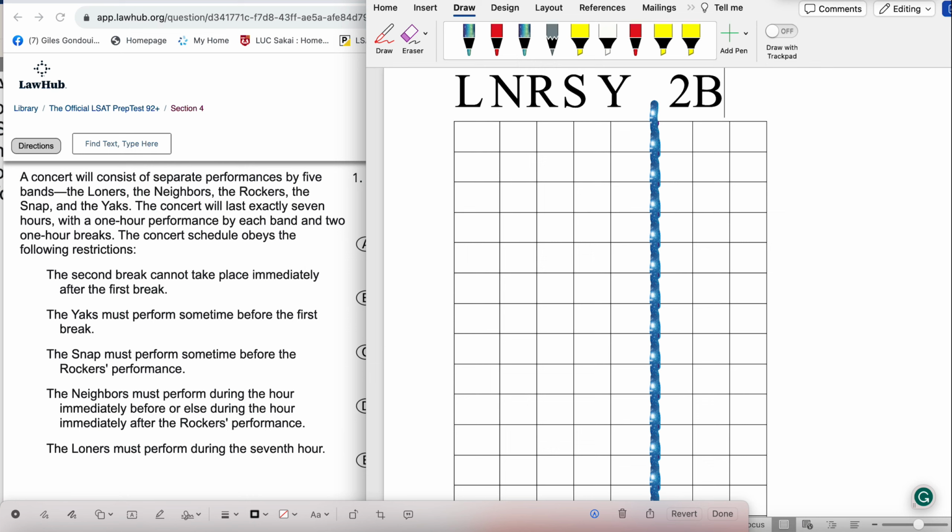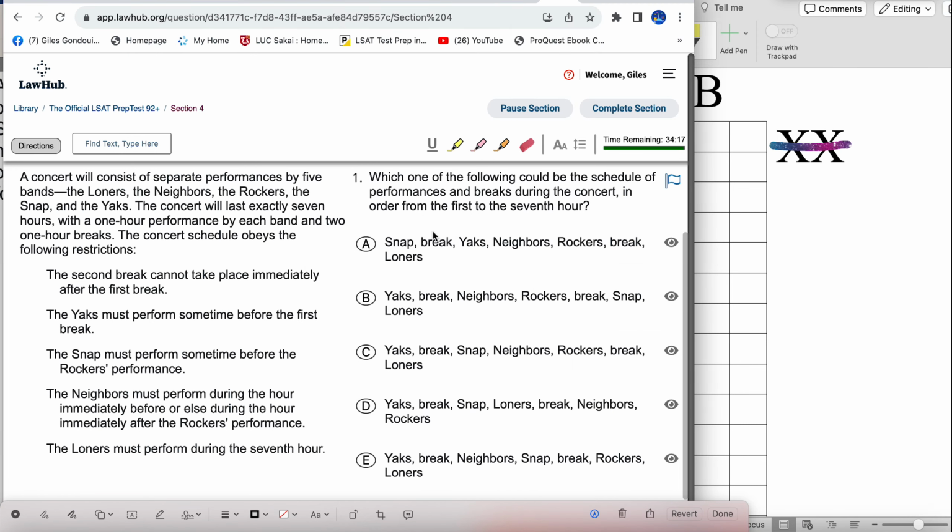The concert is scheduled to obey the following conditions. The second break cannot take place immediately after the first break. So what that means right here, you have break, break, and they are not allowed to be together. So let's look for it real quickly. All the breaks are separate, so we can move on to the next condition.